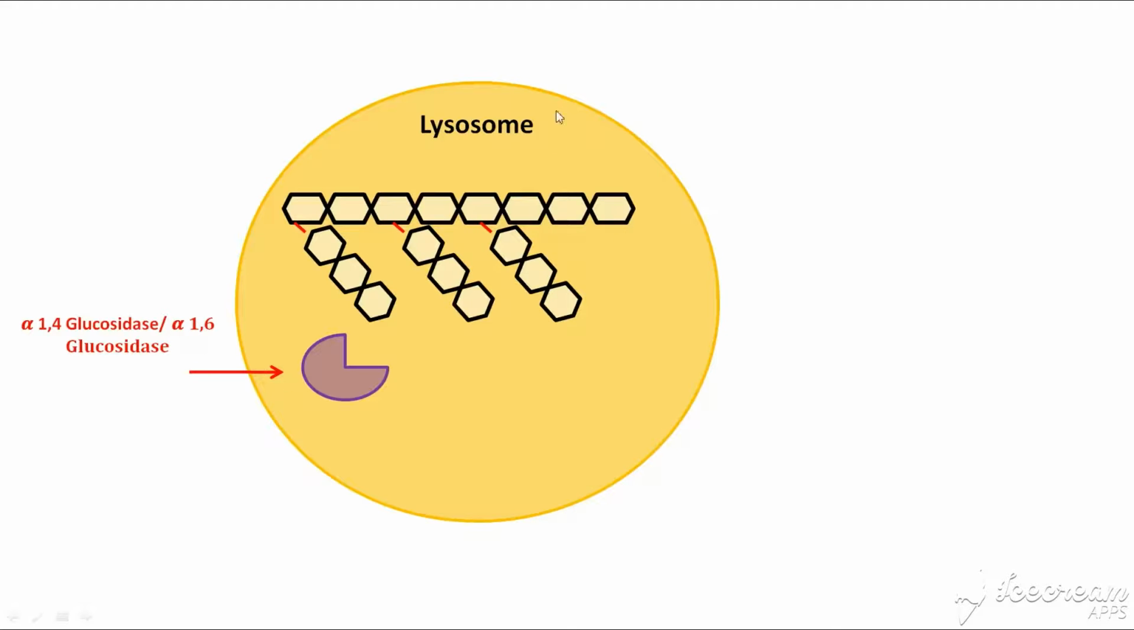So to illustrate this a bit, this is a lysosome, and sometimes lysosomes can accumulate small debris of glycogen. Now, the enzyme that's responsible for the destruction of this glycogen, or the breakdown of this glycogen, is going to be alpha-1,4-glucosidase and alpha-1,6-glucosidase. So if a patient has a deficiency in this enzyme, this is going to lead to accumulation of large amounts of glycogen inside their lysosomes.